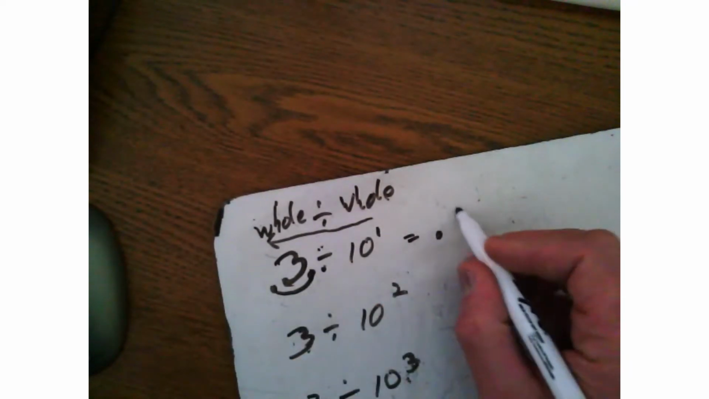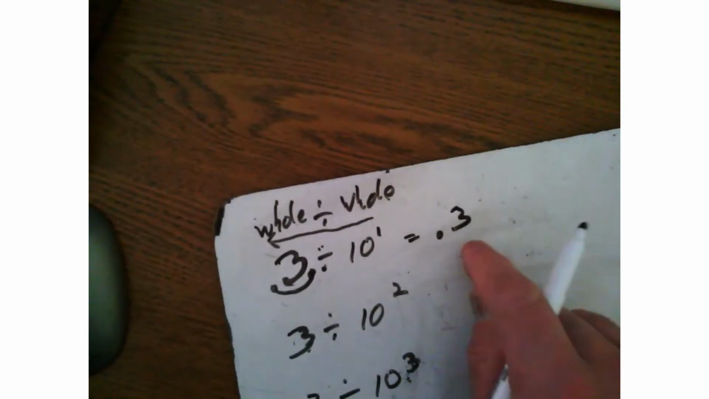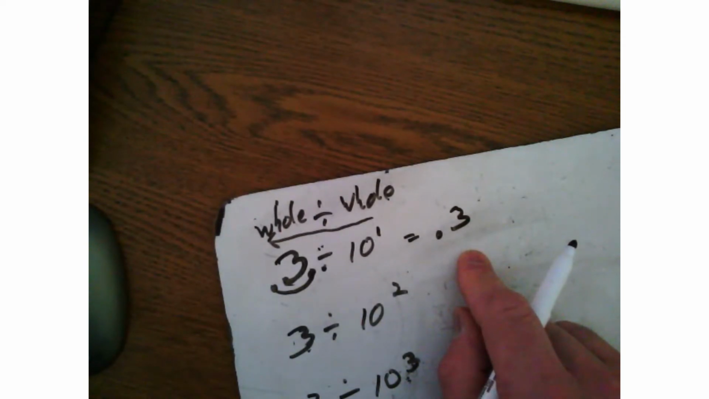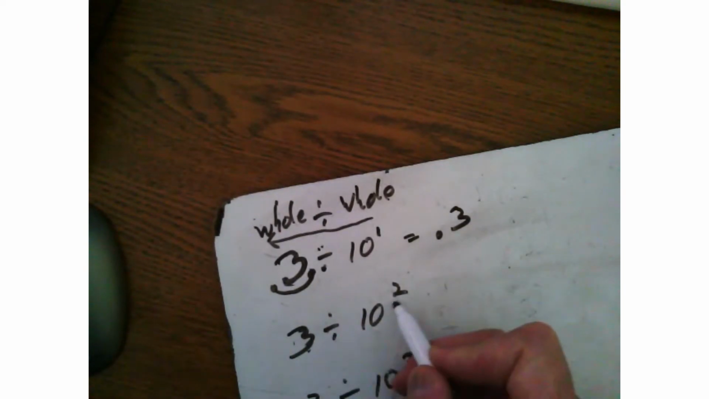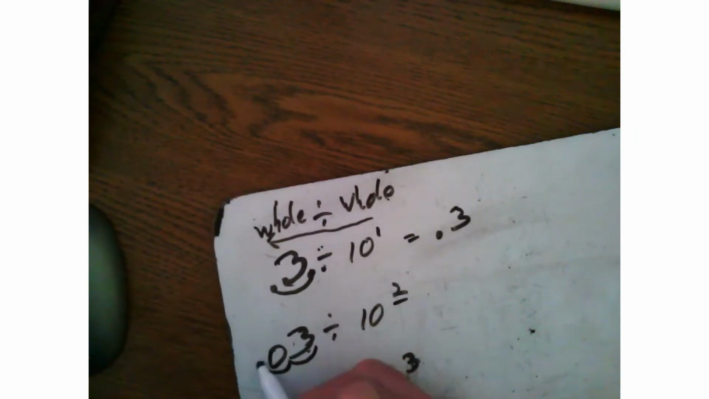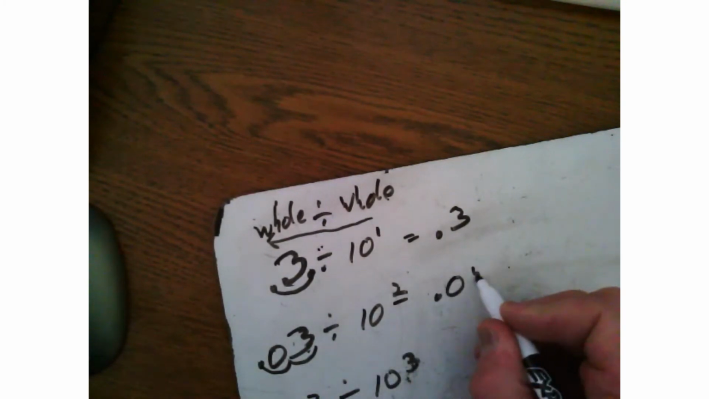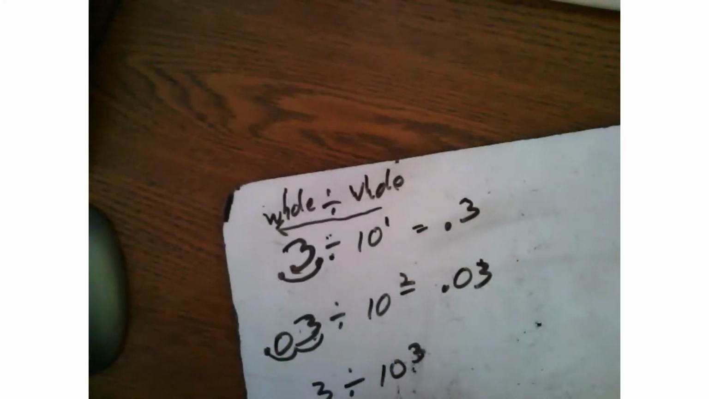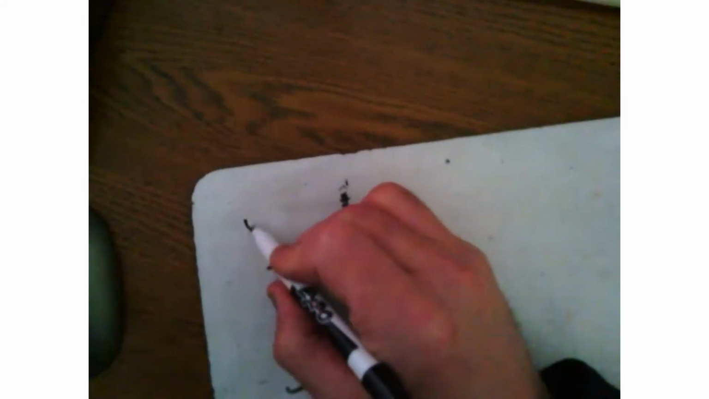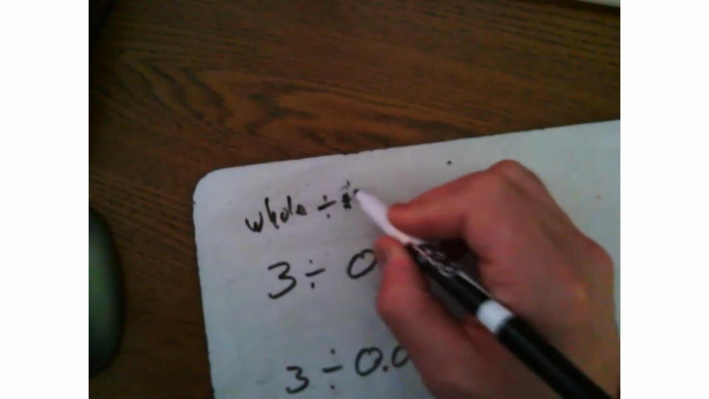So this will be 3/10. I'm going to show you why in a second with that piece of celery we had in the beginning. This one's going to get smaller by 2 places, 3/100ths. I'll show you why in a second, and this is going to get smaller by 3 places. We're going to talk about that. Now, that's a whole divided by a whole. Now, here's a whole divided by a decimal.